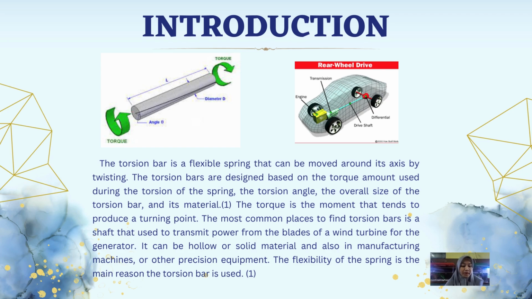The most common place to find torsion bars is a shaft that is used to transmit power from the blades of a wind turbine to the generator. It can be hollow or solid material and is also used in manufacturing machines or other precision equipment. The flexibility of the spring is the main reason the torsion bar is used.